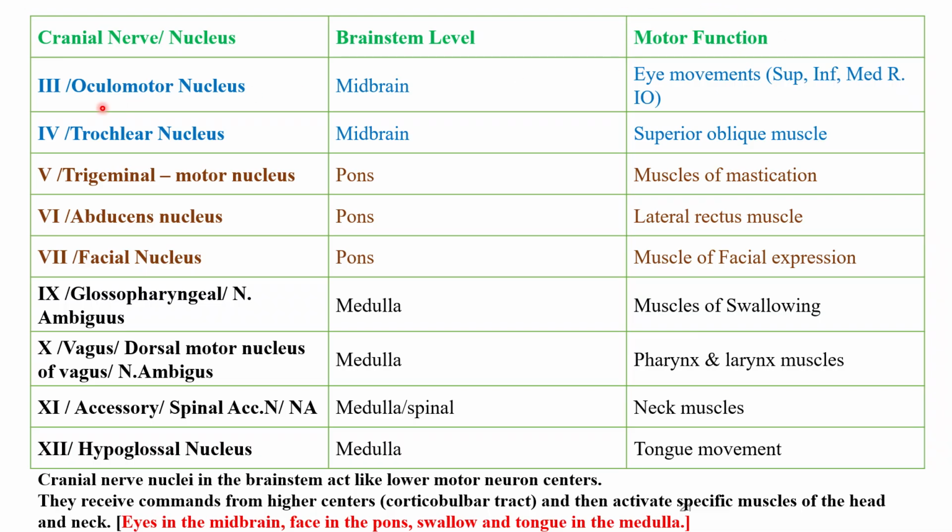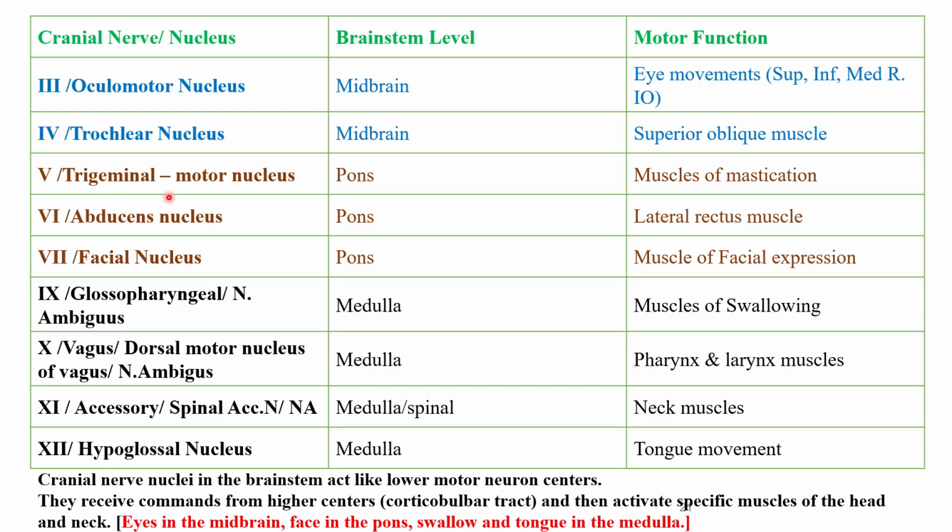So you can see here that cranial nerve number 3, that is the oculomotor nerve, its nucleus is the oculomotor nuclei, the location is the midbrain, and they are responsible for the eye movement because they supply the superior, inferior, medial rectus and the inferior oblique muscle. Then comes the nucleus of the cranial nerve number 4, the trochlear nerve nuclei, located in the midbrain, and it supplies the superior oblique muscle and thus it controls eye movement as well.